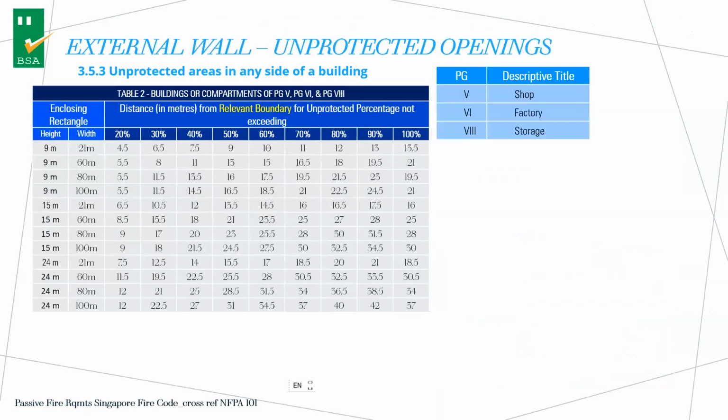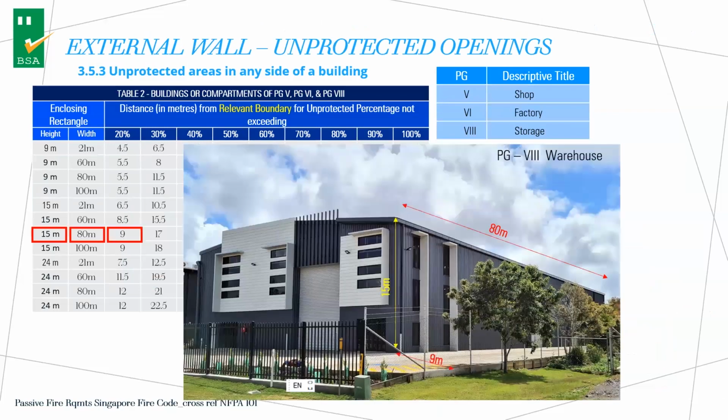I'll give you another example. Here is for a different kind of purpose group. This part is all the warehouse and storage space. You have this building that is 15 meters high, 80 meters long, very long, and it's only 8 meters away from the boundary line, not 9 meters away. In this case, you are only allowed to have 20% unprotected opening. So that's how they decide the amount of openings you can allow on the external wall.